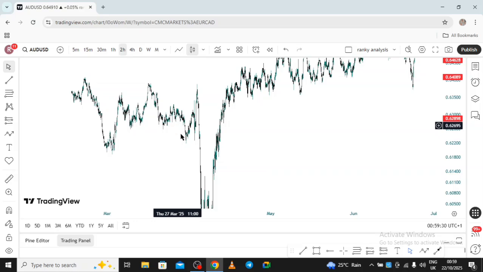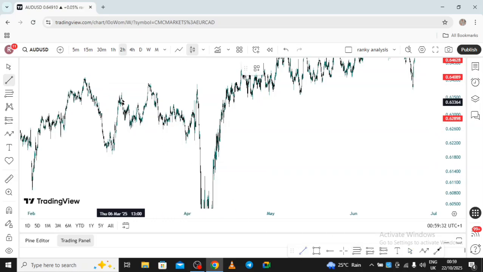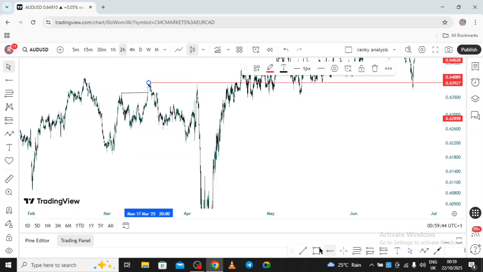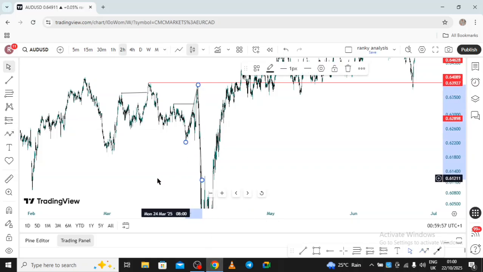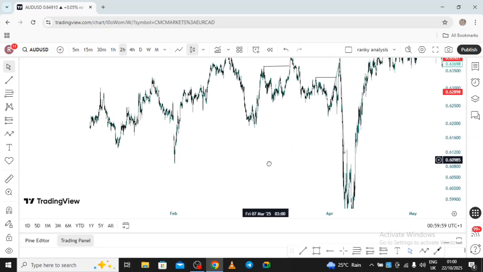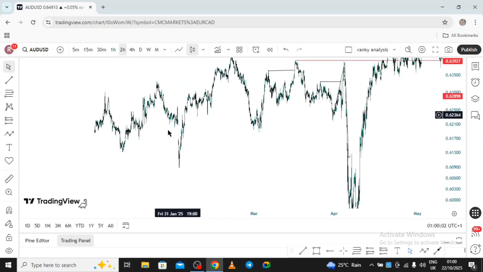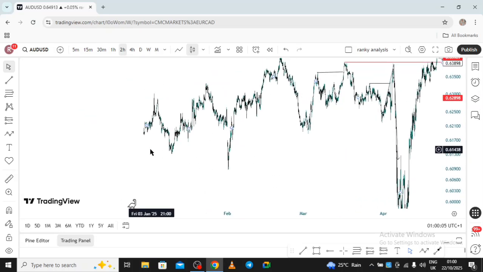You can see on that one here again, this is the sweep. Protected high. Structural liquidity. What happened? Price came, took it out, dropped to the downside. This was a sell setup.